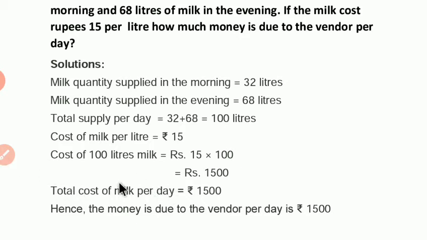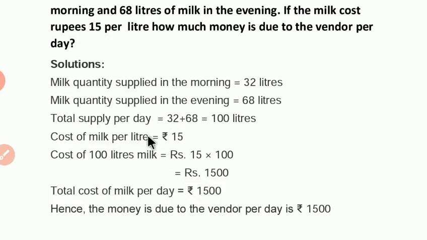It means in a single day the cost of total milk is rupees 1500. Hence the money due to the vendor per day is rupees 1500. Or you can understand by one example. If the cost of one chocolate is rupees 2, what will be the cost of 10 chocolates? It will be 20 only. It means if the cost of one chocolate is 2, the cost of 10 chocolates will be 2 into 10, which is equal to 20.